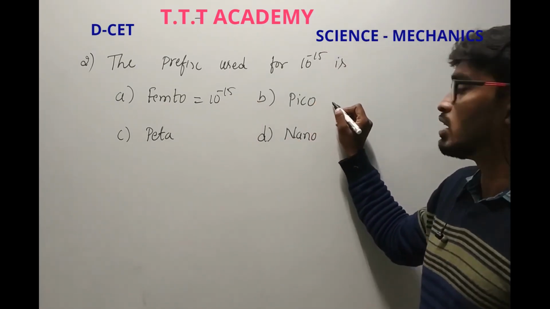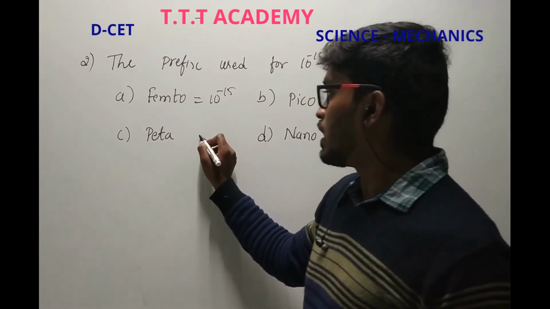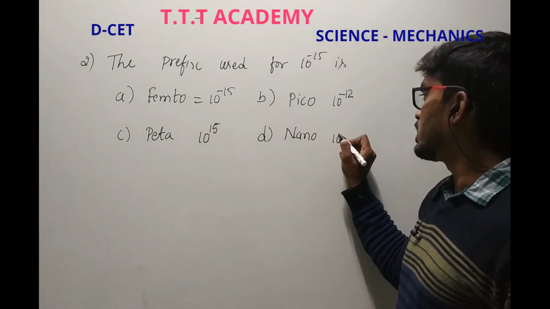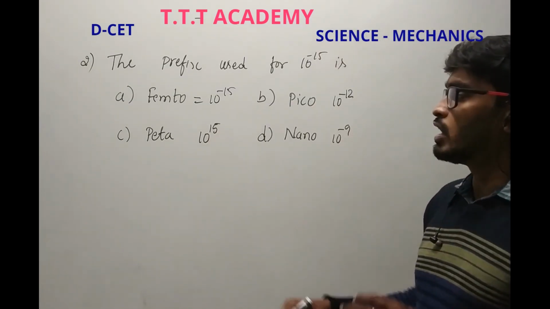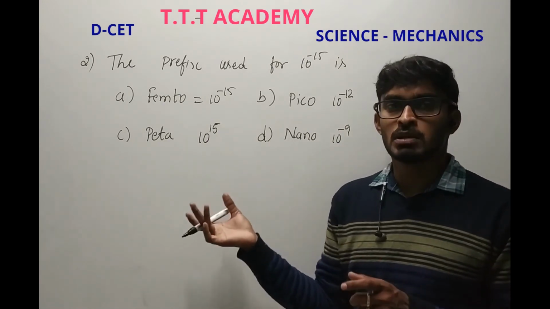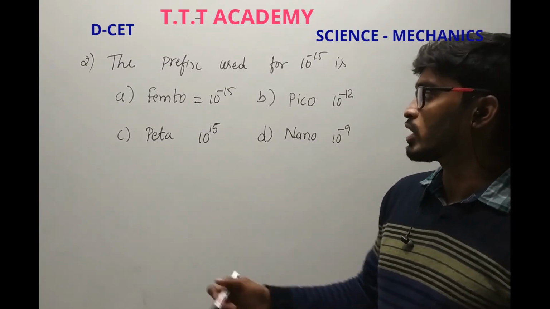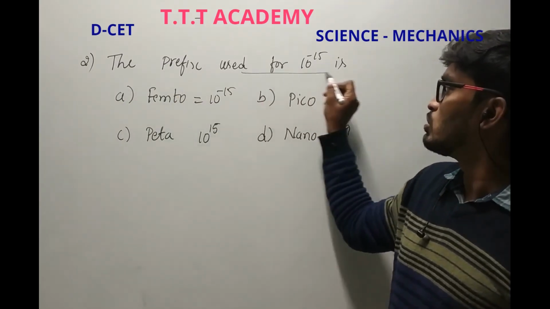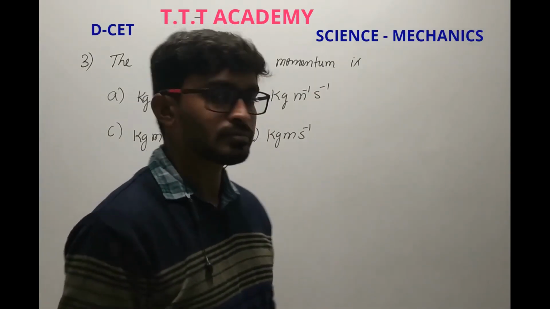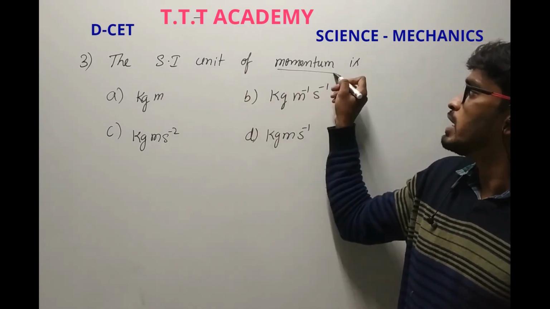And what is the meaning of pico? The value is 10 to the power of minus 12. Peta is nothing but 10 to the power of plus 15, and nano is nothing but 10 to the power of minus 9. You have to use the multipliers and sub-multipliers, and calculate which one is the correct option. So the prefix used for 10 to the power of minus 15 is femto, the correct answer.